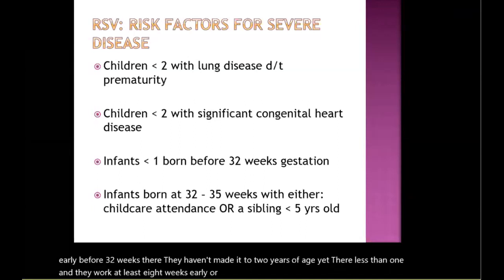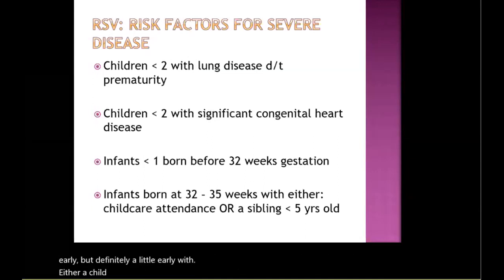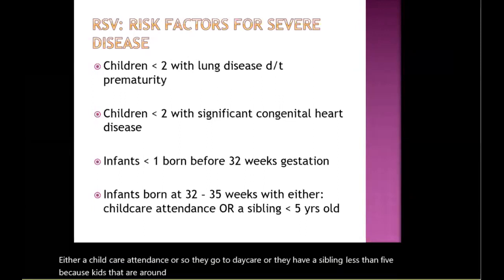Infants born at 32 to 35 weeks, not terribly early, but definitely a little early, with either child care attendance, so they go to daycare, or they have a sibling less than 5, because kids that are around other kids bring RSV home.